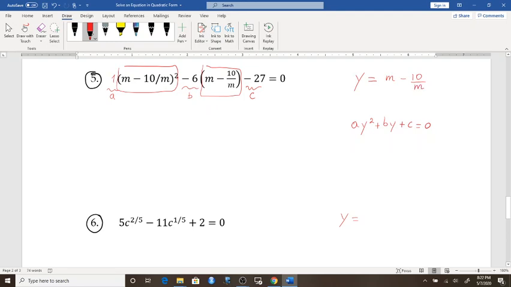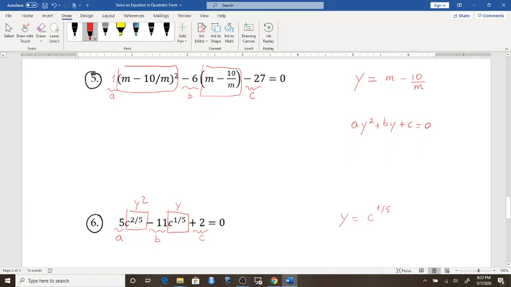For the second one, the value of c is 2. Don't confuse it with this c, okay? So that's the constant term 2. And then the value of b is negative 11, and the value of a is 5. So the y is the term next to b, so next to negative 11 in this case, so this is your y, right? And this therefore must be your y squared. So the right substitution is c to the power of 1 over 5.